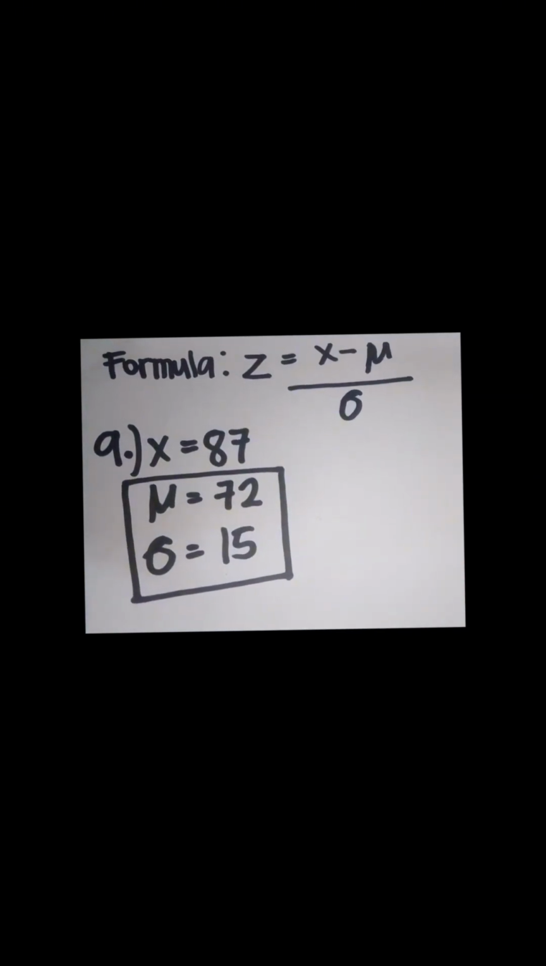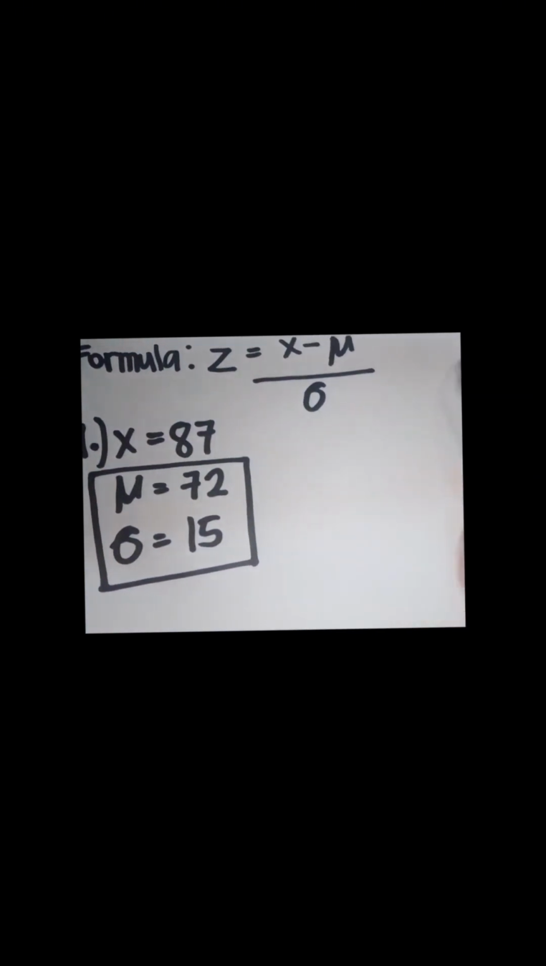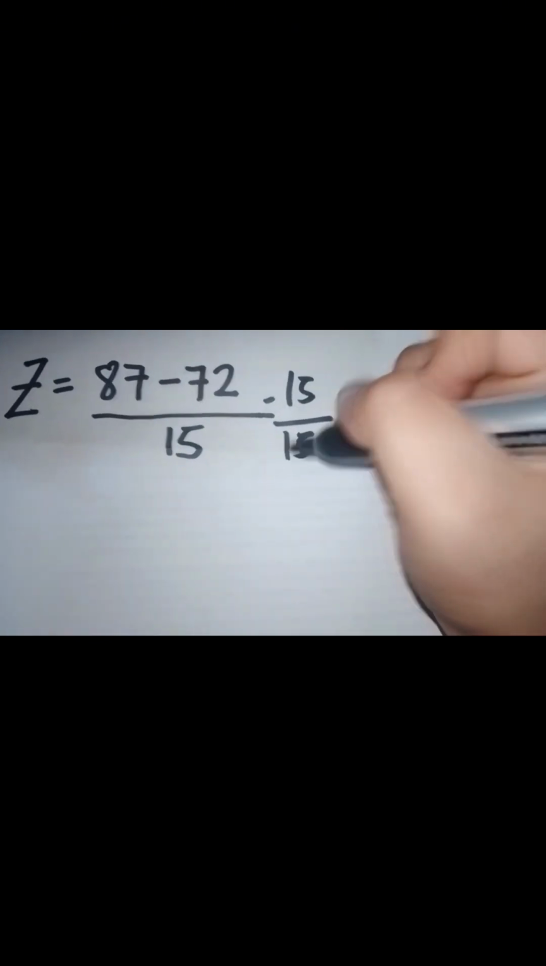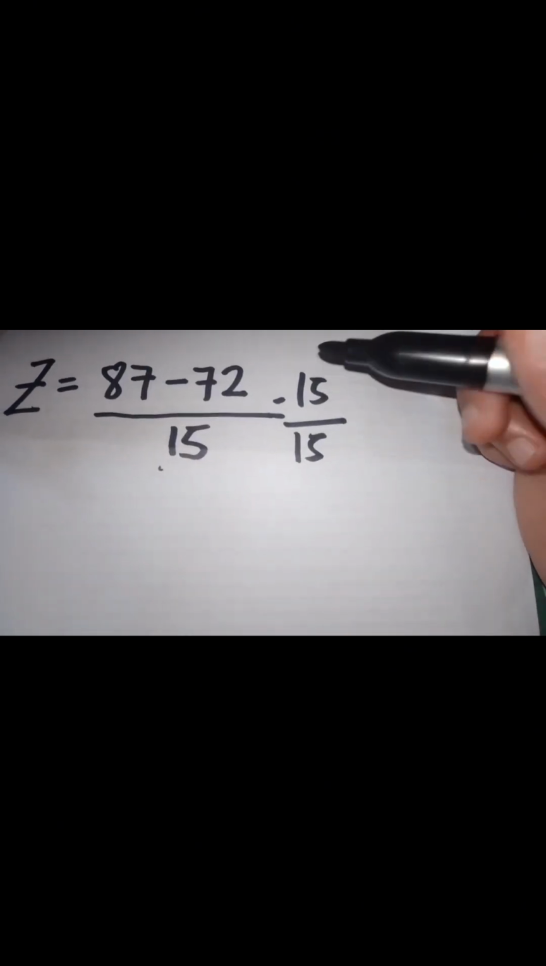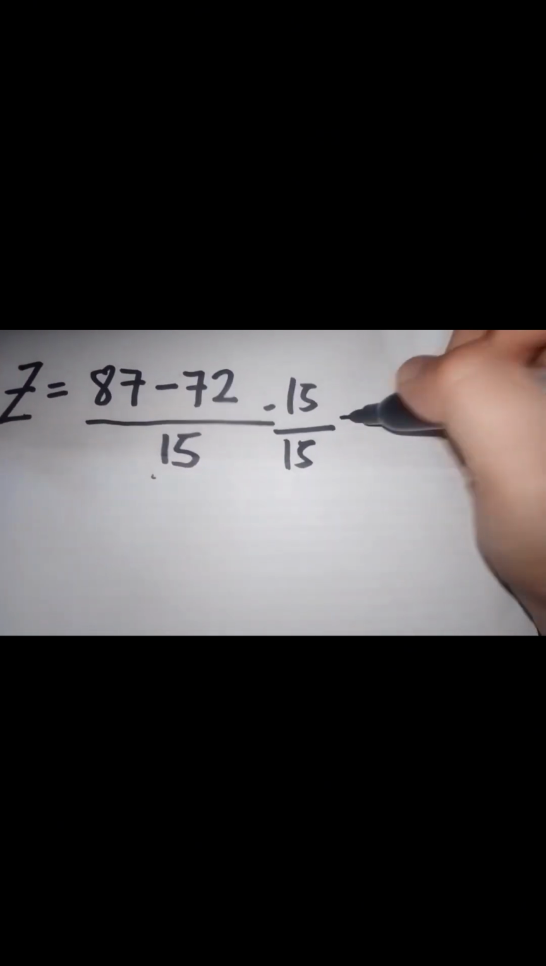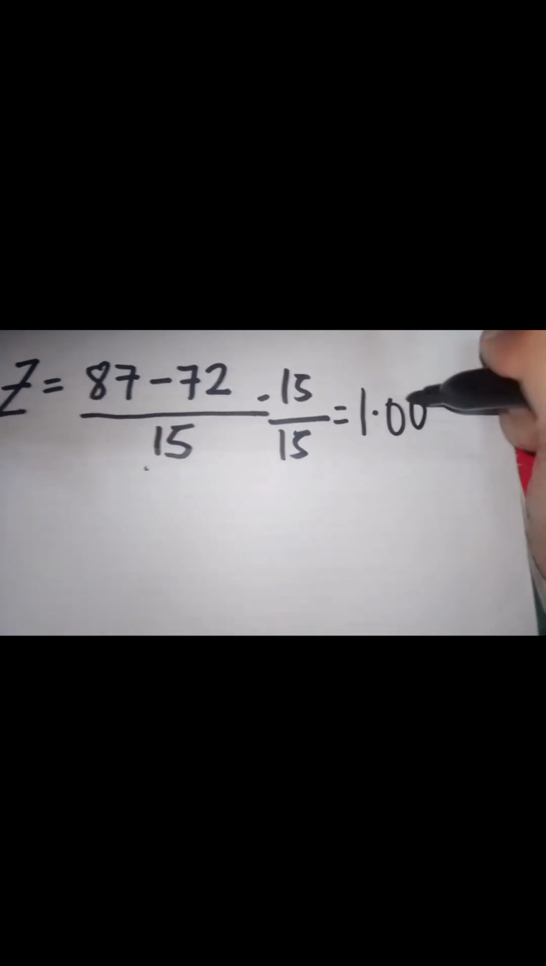So we're gonna be solving this case. So z is equal to 87, which is the x, minus 72, which is the mean, over 15, which is the standard deviation, and we're gonna subtract, which gives 15 over 15. We're gonna copy this one, then let's divide this one. So 15 divided by 15 is equal to 1.00.